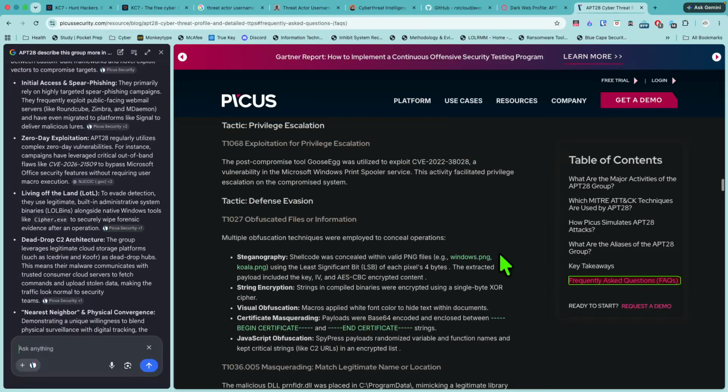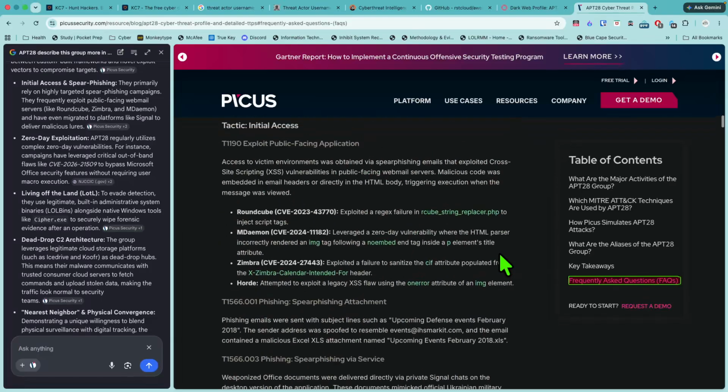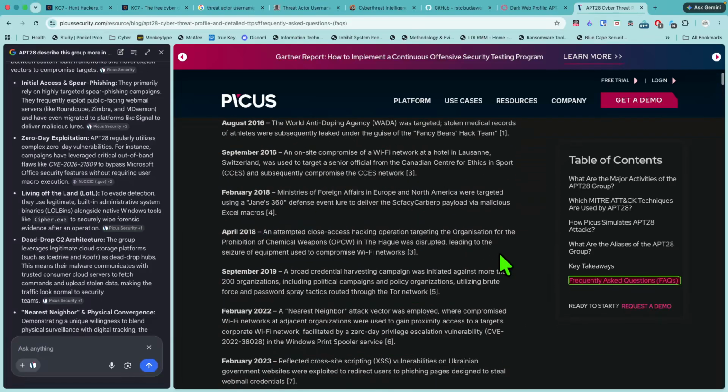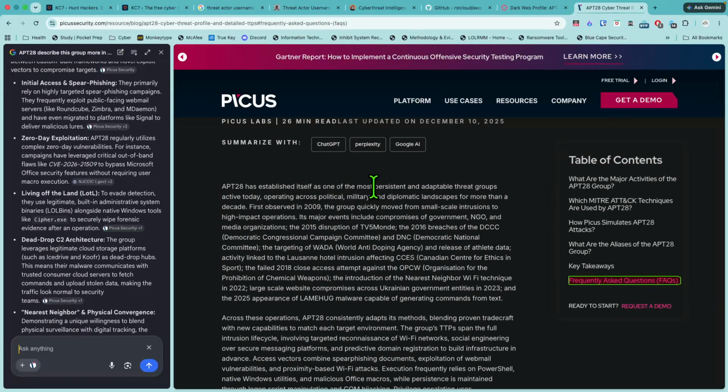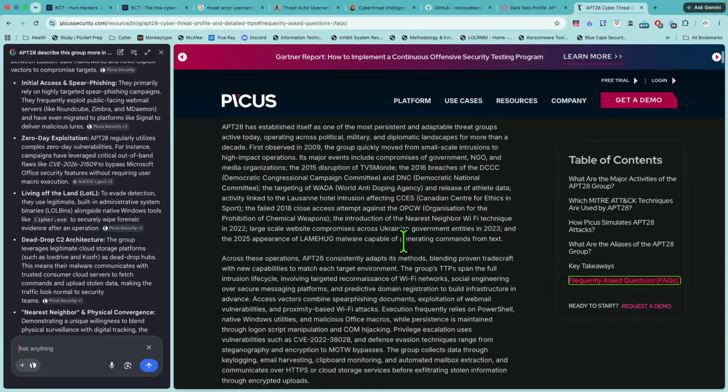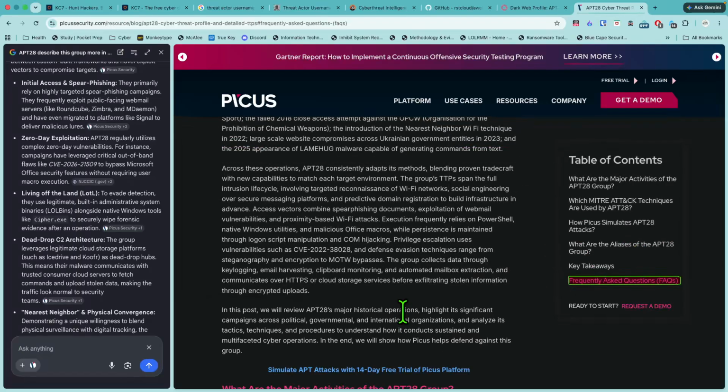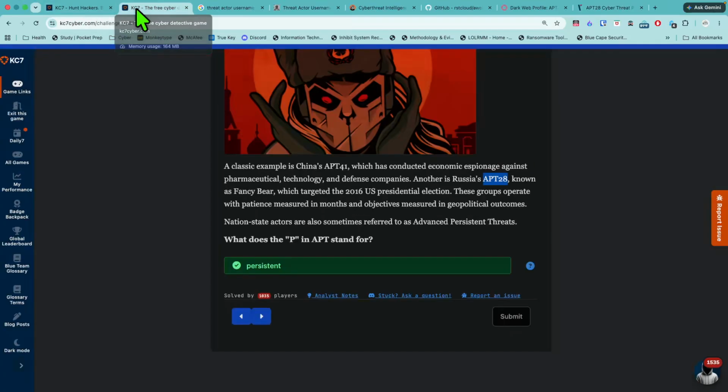And also, if you wanted to learn more about what APT28 is specifically, yeah, this website is awesome. In the description: APT28 has established itself as one of the most persistent and adaptable threat groups active today, operating across political and diplomatic landscapes for more than a decade. So you can read more about what APT28 is and much, much more. I highly recommend checking out the PICUS website and SOC Radar because they will provide a lot of really helpful information in really clear detail, and it's very comprehensive. Awesome. All right. Moving on.